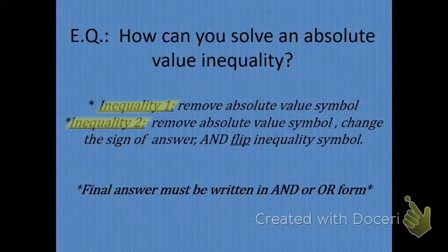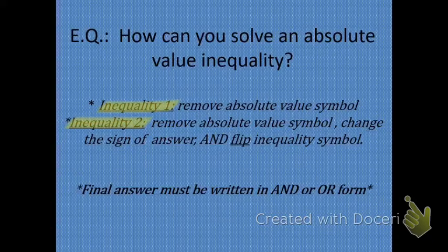Inequality number 2 is almost identical to equation 2, but with one extra step. It says remove the absolute value symbol, change the sign of the answer. Remember, the answer was on the right side of the problem. And then we have to flip the inequality symbol. So this is the new piece. Instead of leaving the inequality symbol the same, we actually have to flip it in the second inequality.